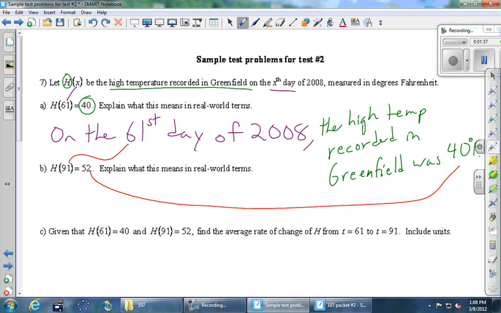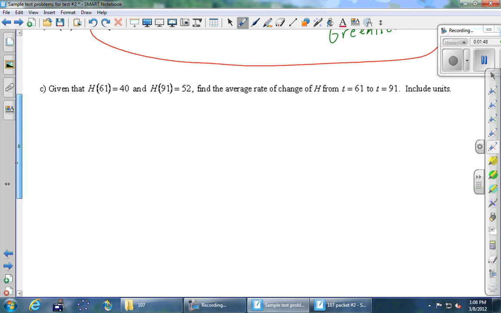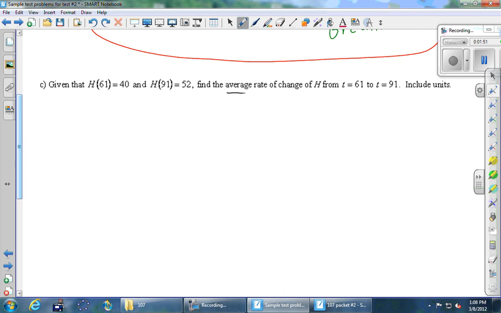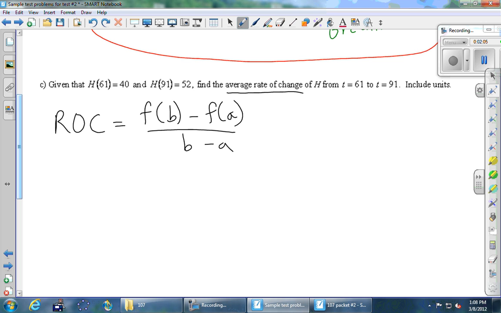Part C, given that h of 61 equals 40 and h of 91 equals 52, find the average rate of change of h from t equals 61 to t equals 91. Include units. Okay, this phrase, average rate of change, is just a definition. I'm going to abbreviate rate of change by ROC. And the definition is f of b minus f of a over b minus a. And in our case, the inputs were 61 and 91. F of 91 minus f of 61 divided by 91 minus 61.